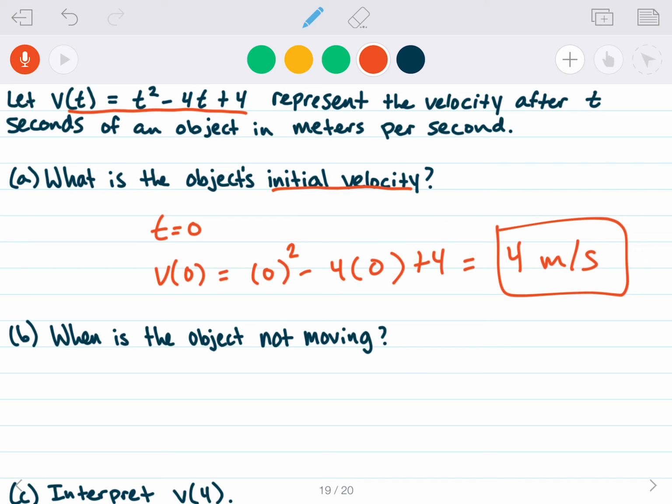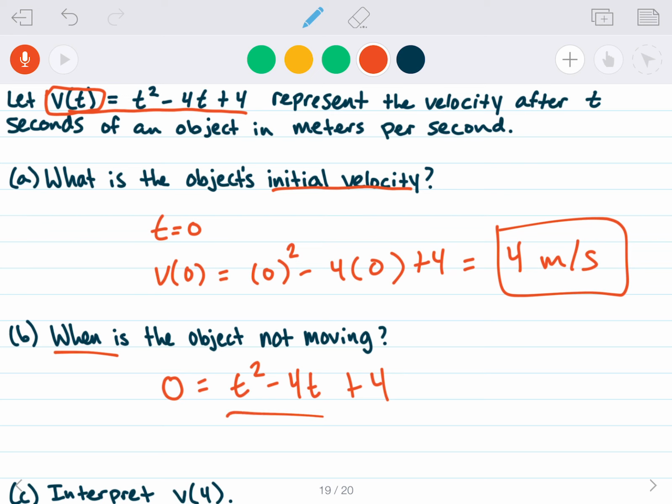When is the object not moving? Keyword when. What are we looking for? What kind of word is when? Time, right? We're looking for time. At what time is the object not moving? Well, not moving corresponds to a velocity of 0, right? So instead of v of t, instead of velocity, we're going to replace that with 0, and we're going to solve for the corresponding t values. Okay, so we get this, and we need to solve for t.